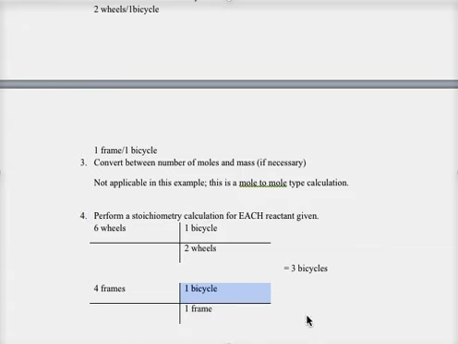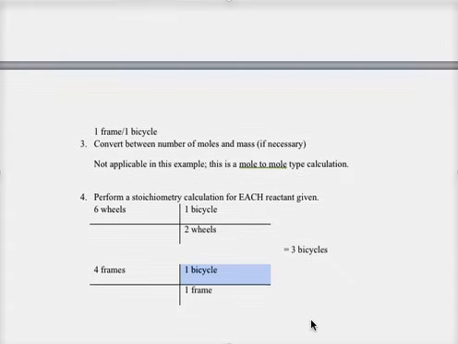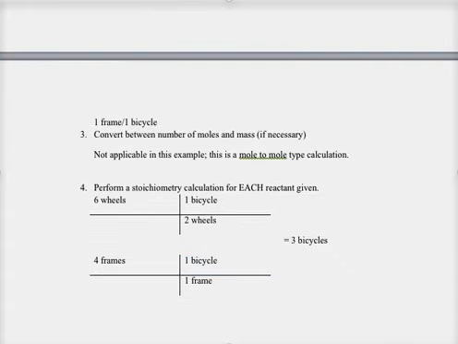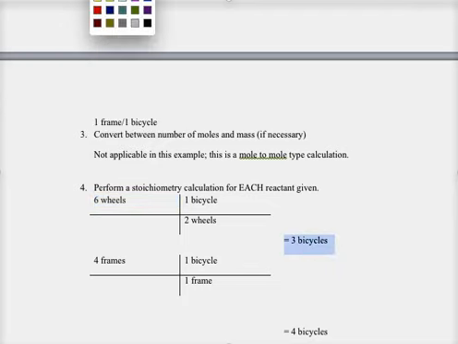So I go 4 times 1 divided by 1, and then you see that I have enough frames to produce 4 bicycles. But I'm limited by this starting amount of wheels. I have enough wheels to make 3 bicycles and enough frames to make 4 bicycles. So what this means is that my theoretical yield, the amount that I'm mathematically able to make, is only 3 bicycles. So 3 bicycles is my theoretical yield.